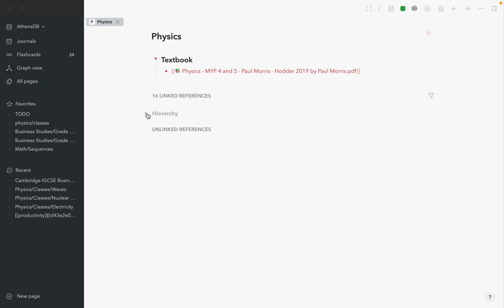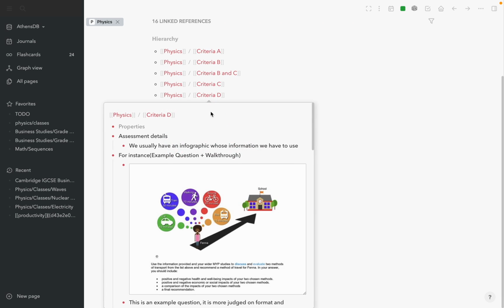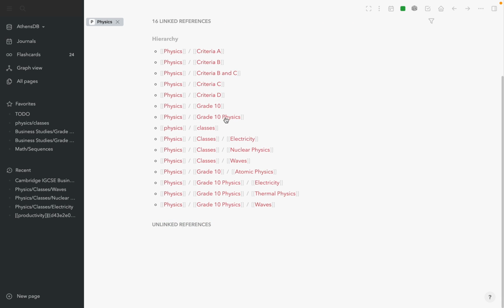So let's just go to the hierarchy section, and over here you can see all the nested pages I've embedded into it. So I've got pages for each of the grading criterions. I've got pages for the grade that I'm currently in, or the past or future grades as well. I'll be creating pages for those, and in these you can see the subpages of those subpages as well. And just generally you can get an overlook of all the pages that have to do with physics right here. So let's go to grade 10 physics.